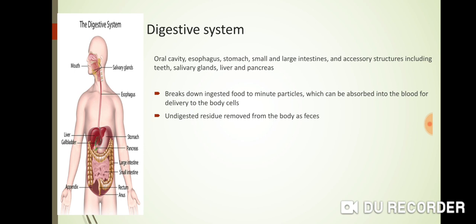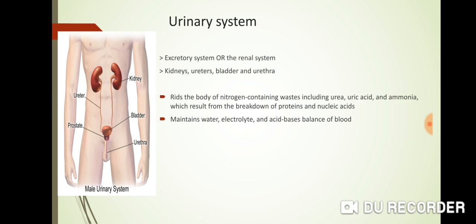So the peristalsis, it is a term used to identify the rhythmic contraction of muscles that begins in the esophagus, which continues along the stomach, then into the rest of the GI tract. So the undigested residue removed from the body is now termed the feces.